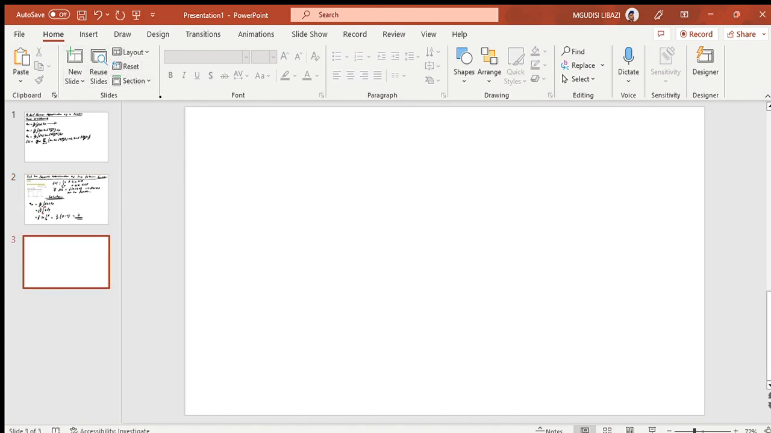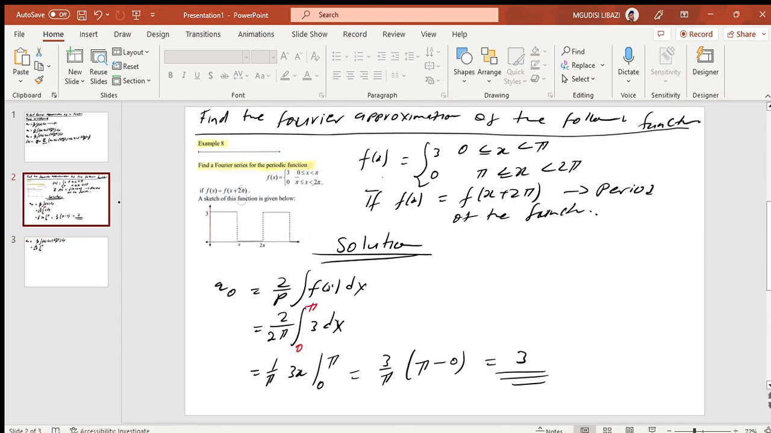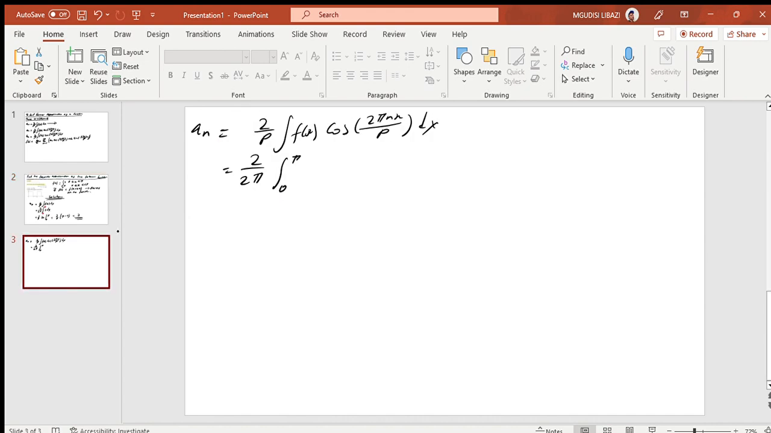Now secondly, we find an, which is the second coefficient, which will be 2 over p, the integral of f of x times cosine of 2 pi nx divided by the period, multiplied by dx. So that's going to be 2 divided by our period, which is 2 pi, and then we integrate from 0 to pi, because we said our function is defined as 3 from 0 to pi and 0 from pi to 2 pi. So I'm going to ignore that once again.